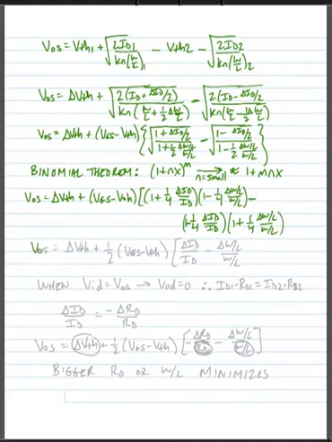Now we're going to multiply these terms out and eliminate all of the small terms, and we would find an expression that was VOS is equal to delta VTH plus 1/2 VGS minus VTH times delta ID over ID minus delta W over L over W over L.